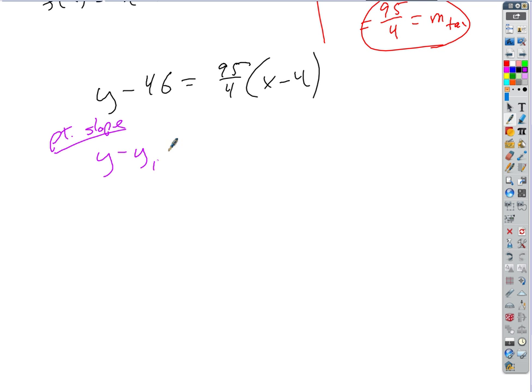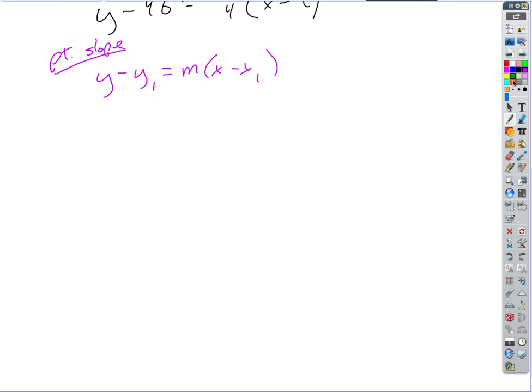Point slope is just y minus y1 equals m times x minus x1, where x1, y1 is a point, and m is the slope. And you can just leave it like that. It'd be easy from there. It's easy to distribute and add 46, but that's sufficient. That defines the line. Okay? Make sense?